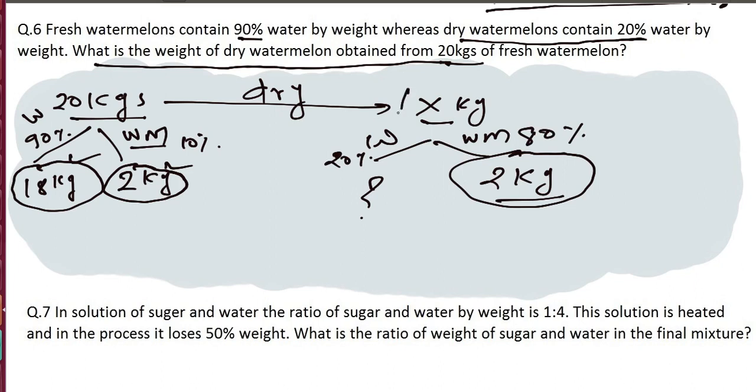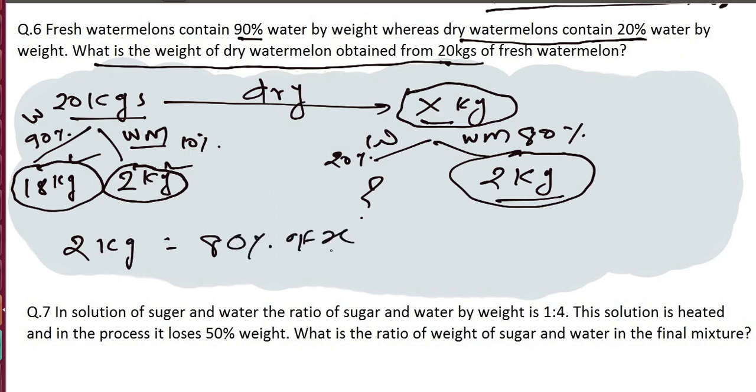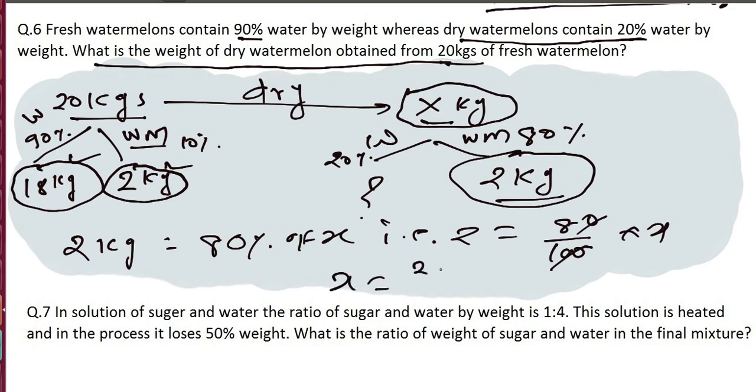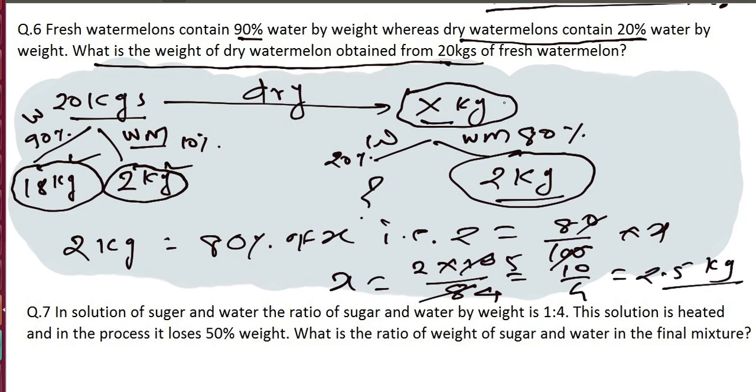So we are asked how much dry watermelon weight we are getting from this 20 kg. So we know this 2 kg is 80% of x. So 2 kg is equal to 80% of x. So that is 2 is equal to 80 by 100 into x. So x is equal to 2 into 10 by 8. If we do this, 2 4s are 8, 2 5s are 10, so it will be 10 by 4, which is nothing but 2.5 kg. So we are getting 2.5 kg dry watermelon from the fresh watermelon.